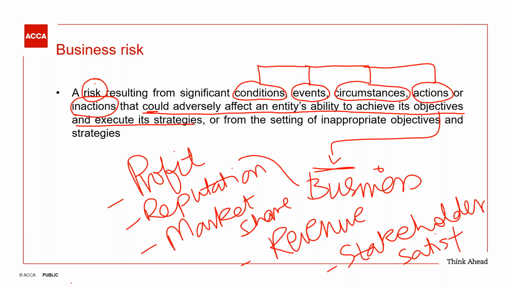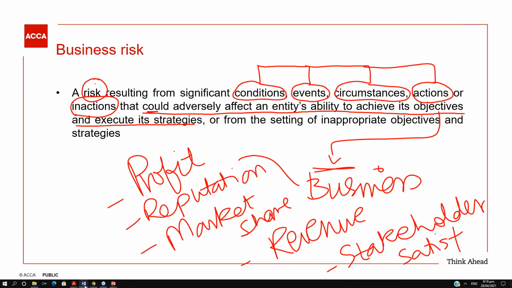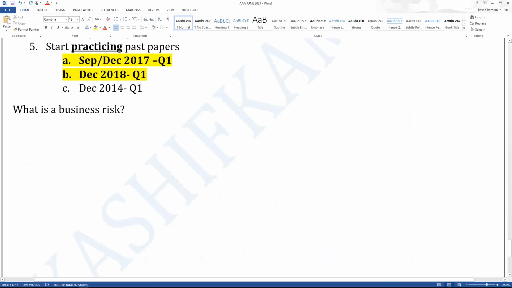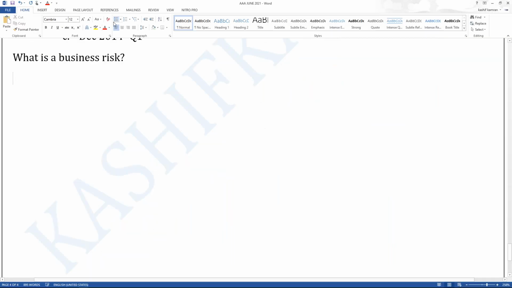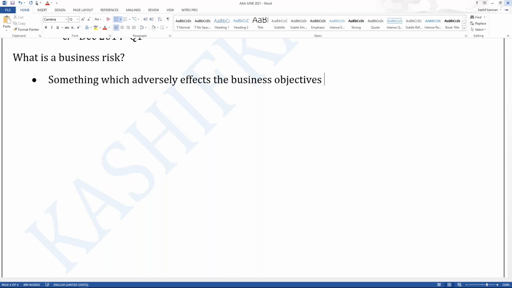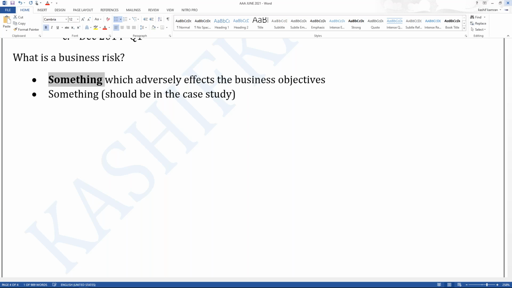So let's make a summary in my Word file. What is a business risk? The first thing: a business risk is something which adversely affects the business objectives. And that something should be in the case study you are reading in the exam paper. Am I right? For us, what is the something? For us, the something is the case study. I hope you agree with me.